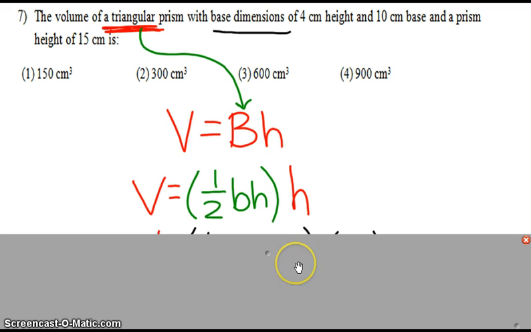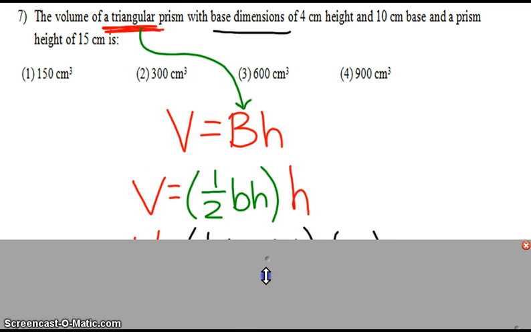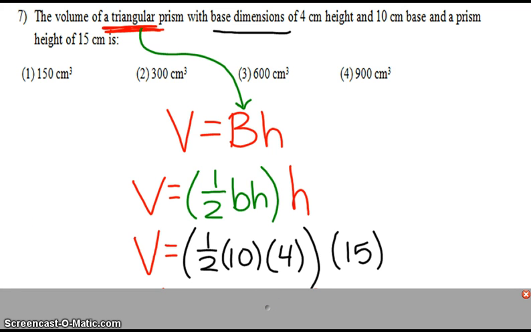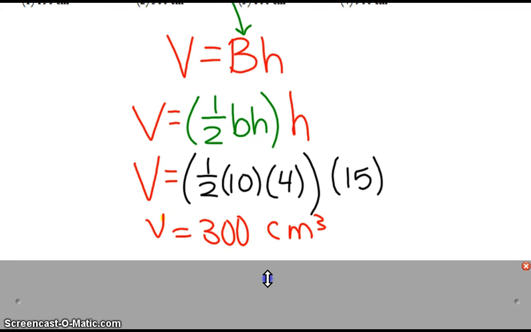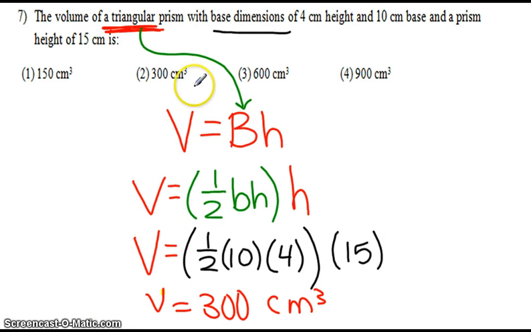So now we're going to substitute in what we know. V, that's what we're trying to find. 1/2 is a constant. That little b is the base of your triangle, which is 4. The h is the height of your triangle, which is 10. And this h on the outside is the height of your prism, which is 15. So when you substitute it in, it should look like that. Type that all into your calculator, and you get 300 centimeters cubed, which is choice number 2.